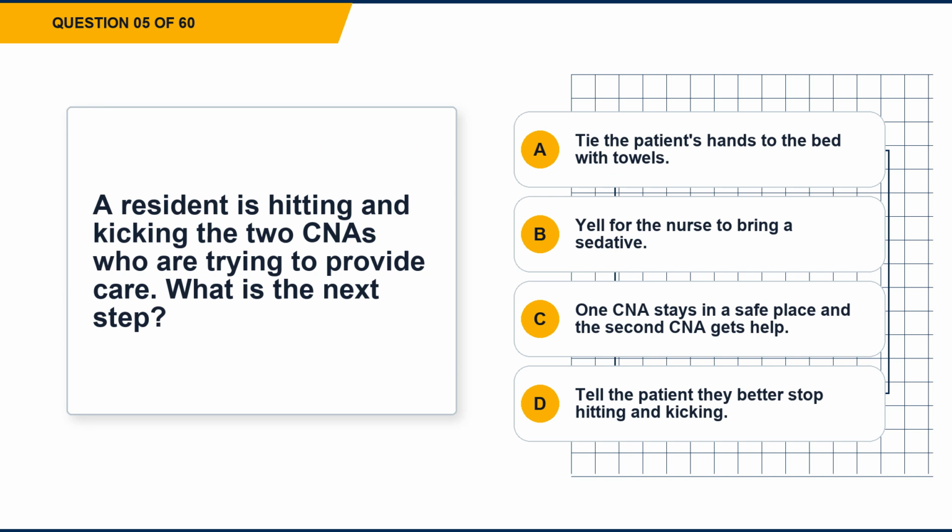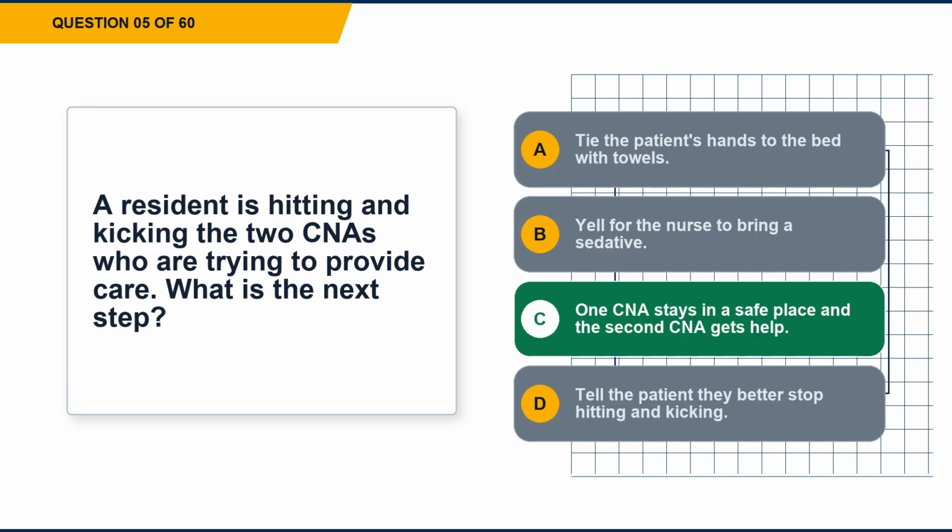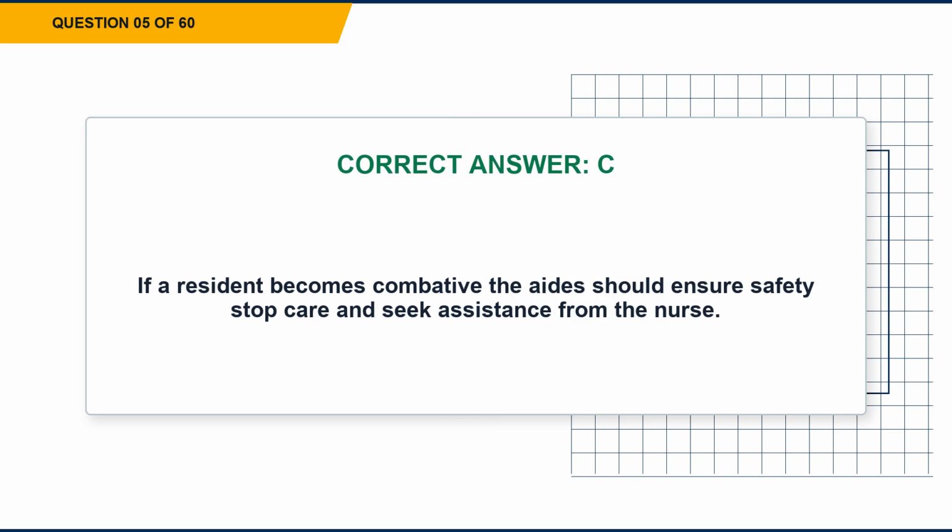Question 5. A resident is hitting and kicking the two CNAs who are trying to provide care. What is the next step? Option A, tie the patient's hands to the bed with towels. Option B, yell for the nurse to bring a sedative. Option C, one CNA stays in a safe place and the second CNA gets help. Option D, tell the patient they better stop hitting and kicking. The correct answer is option C, one CNA stays in a safe place and the second CNA gets help. Explanation. If a resident becomes combative, the aide should ensure safety, stop care and seek assistance from the nurse.